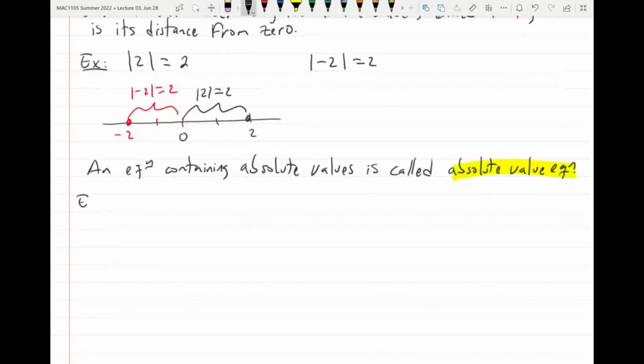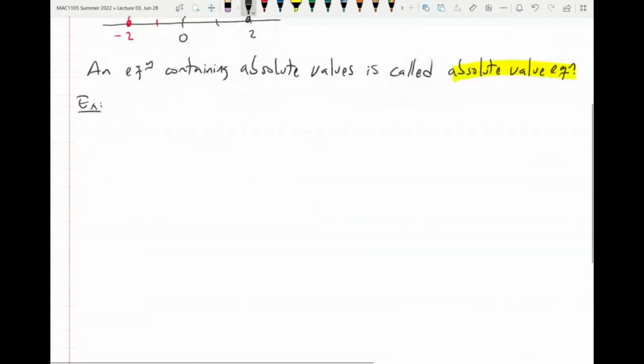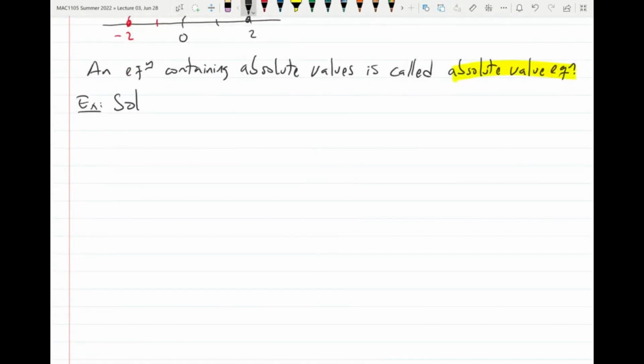All right, so let's do a very simple example, but these two examples that I'm going to write will illustrate the general idea of how to solve absolute value equations. So solve: absolute value of x equals 5, and absolute value of x equals negative 5. Okay, so who can tell me the solution to the first one? Yes? The solution is 5 and negative 5.